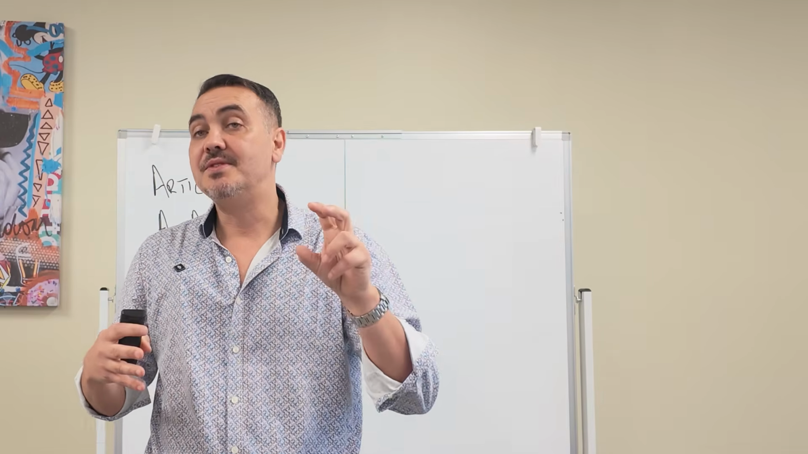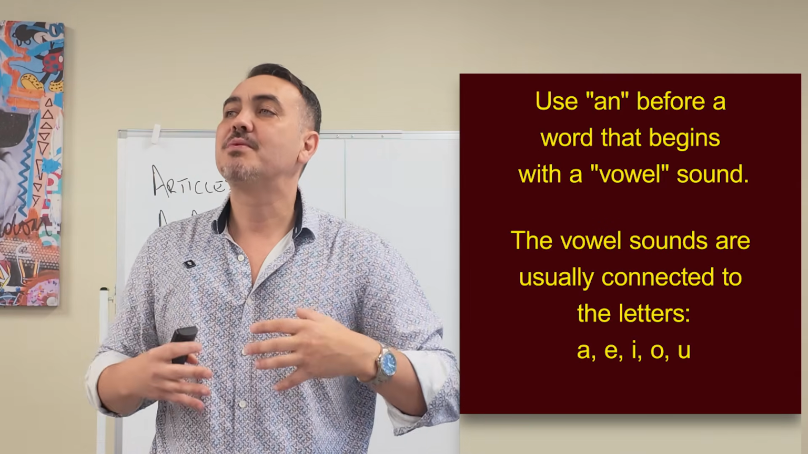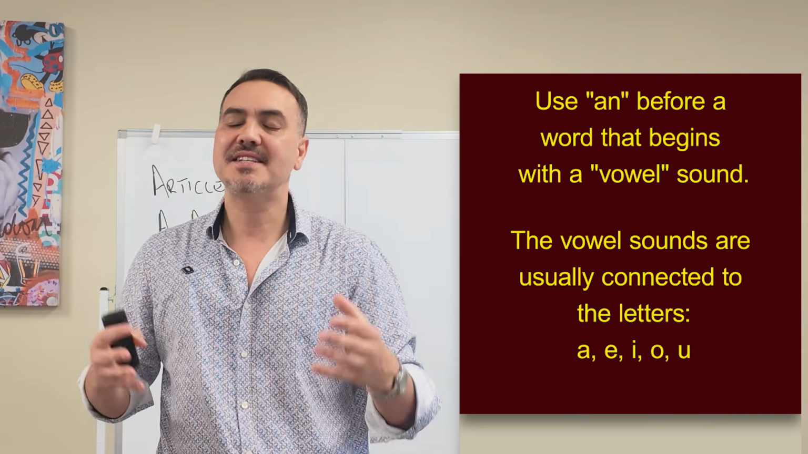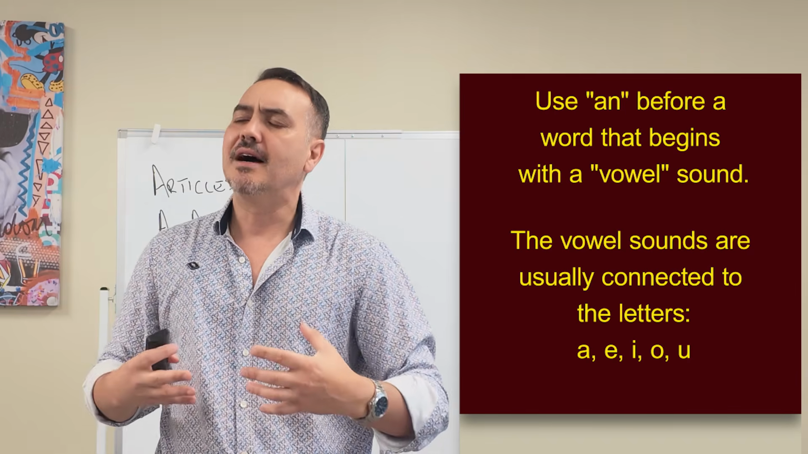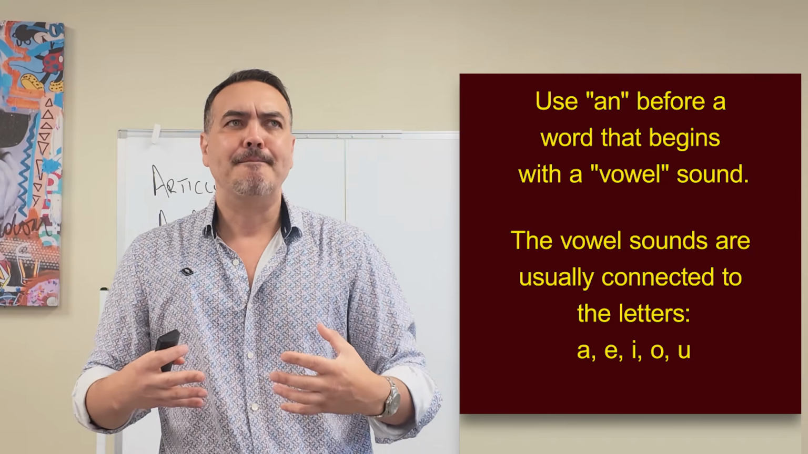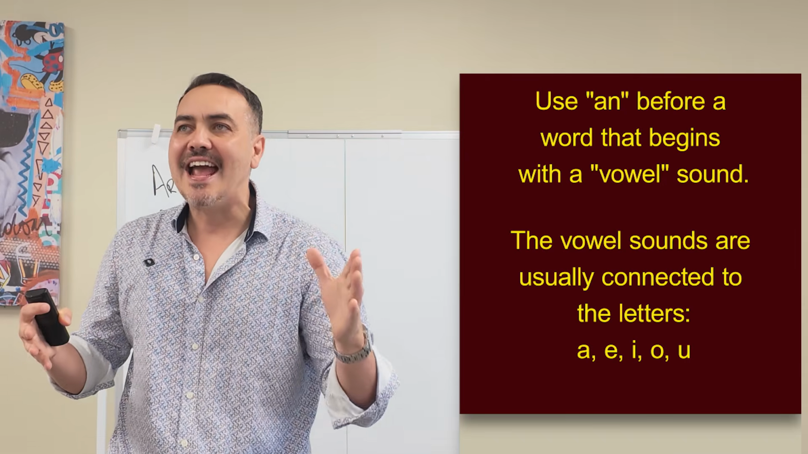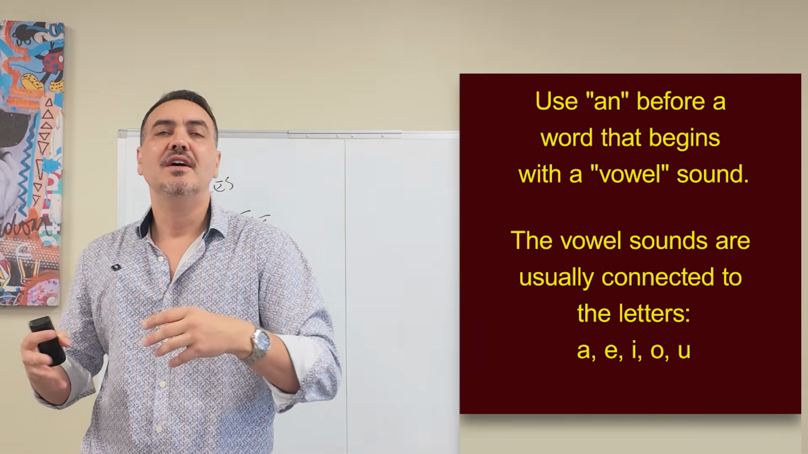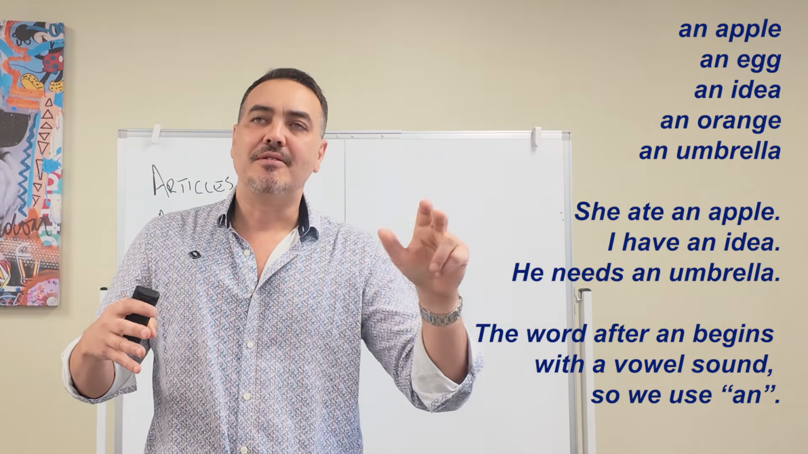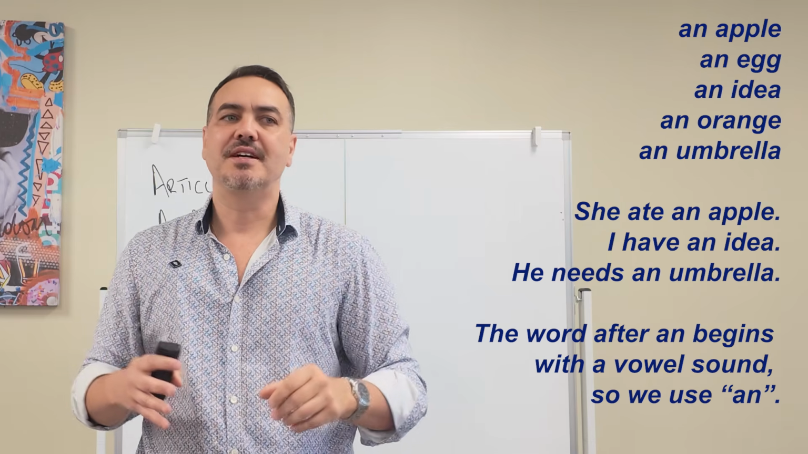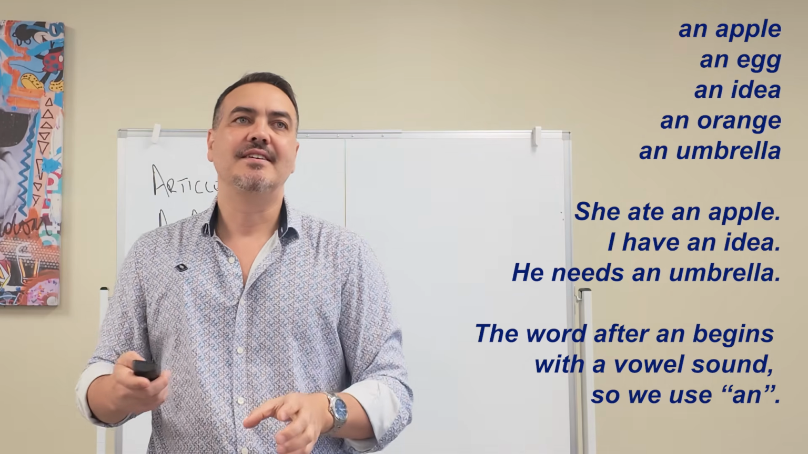Now, when to use an, okay? We use an before a word that begins with a vowel sound, okay? And this is important, and this is always a challenge for ESL learners, people that are learning English. And of course, the vowel sounds are usually connected to the letters A, E, I, O, U. So, listen carefully. You would say an apple, because apple starts with an A, a vowel sound, okay? An egg, an idea, okay?